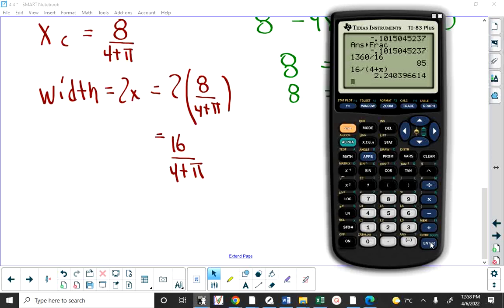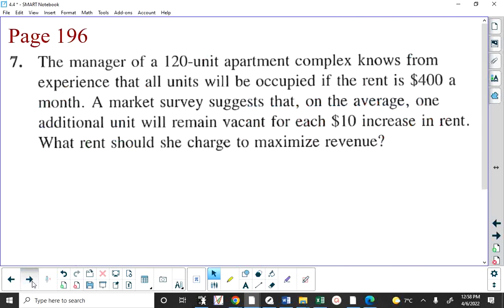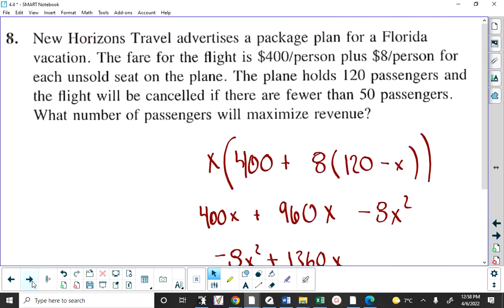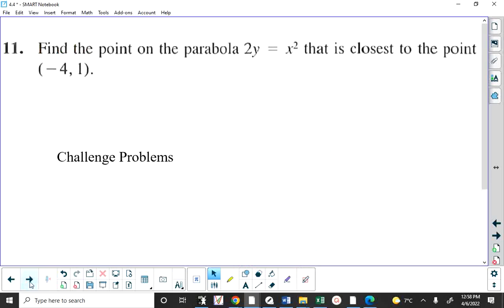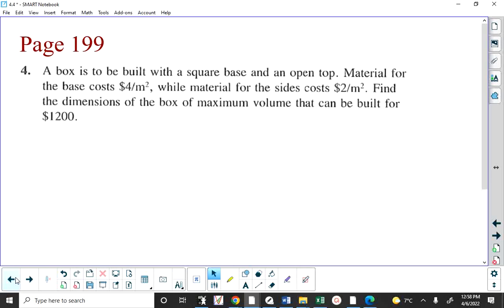Number 4 on 199. Okay, this is a very important question, and I'm glad you're asking about it, Demi, because this is an important question that will help you with assignment 4B, which is not due until next week. And I want to be careful here not to tip my hat too much about assignment 4B, but I'm going to be referring to it from time to time.